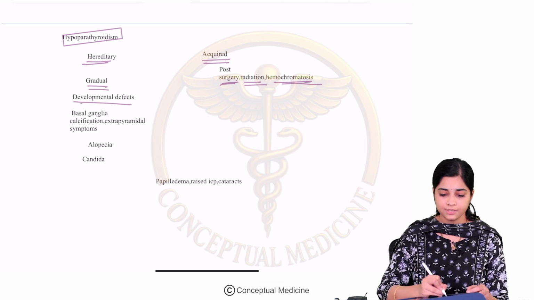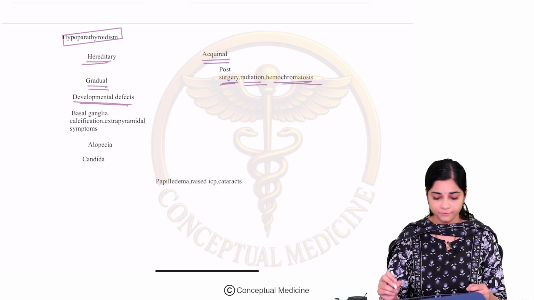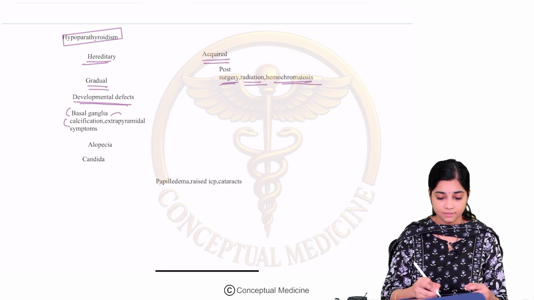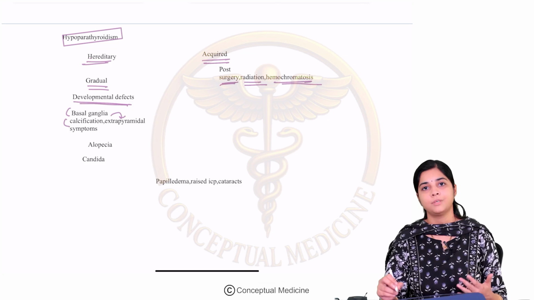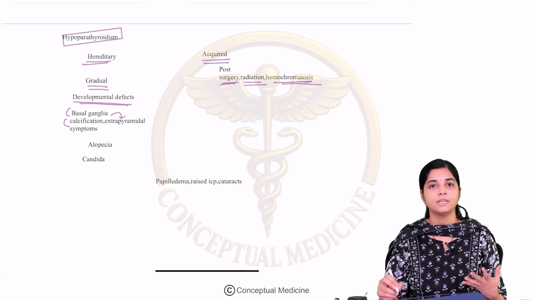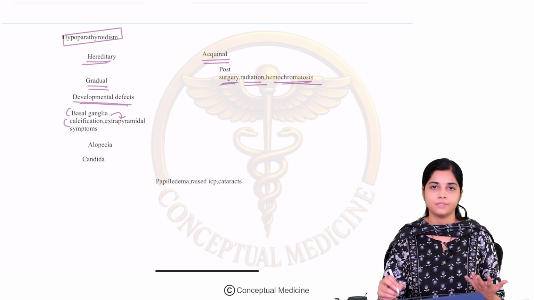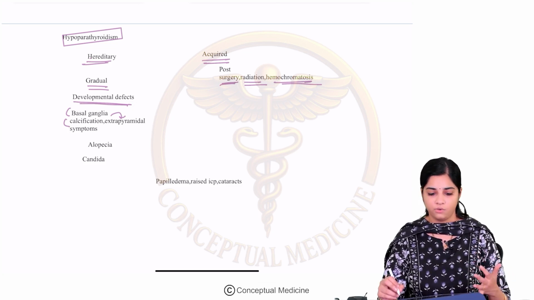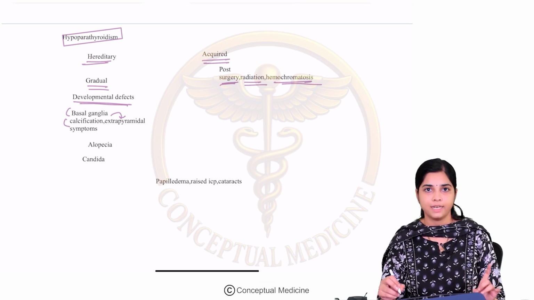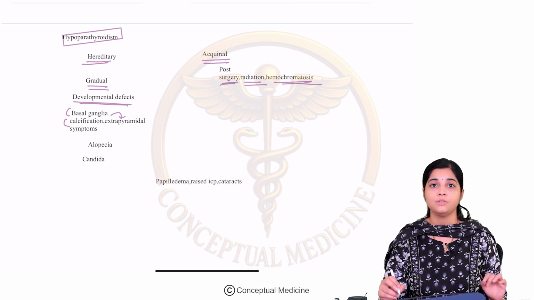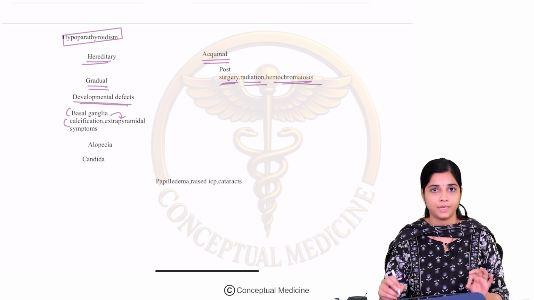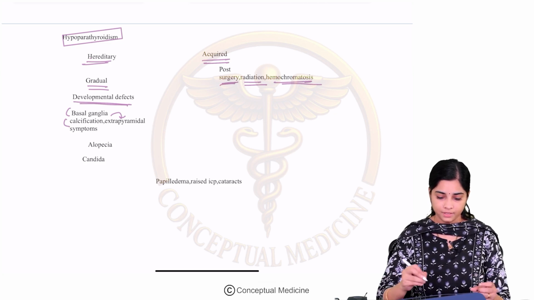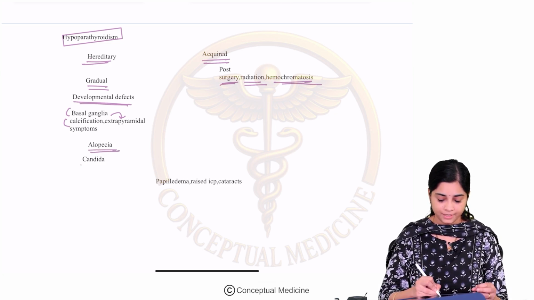Then hereditary conditions can be associated with a lot of developmental defects, and you can find basal ganglia calcification, and this basal ganglia calcification will result in extrapyramidal symptoms like tremors. You can have tremors, you can have rigidity, you can have bradykinesia. All of these features which you see in Parkinson's disease can be seen here because of basal ganglia calcification. So this is seen in your hereditary causes for hypopara. In your acquired causes for hypopara, you will not have all this. Then you can have alopecia, you can have candidiasis.